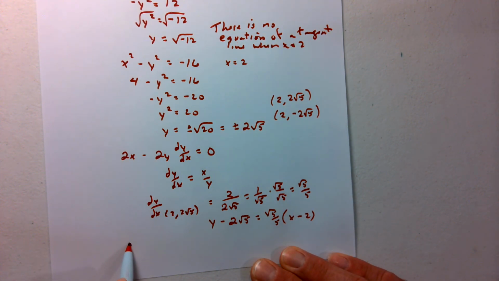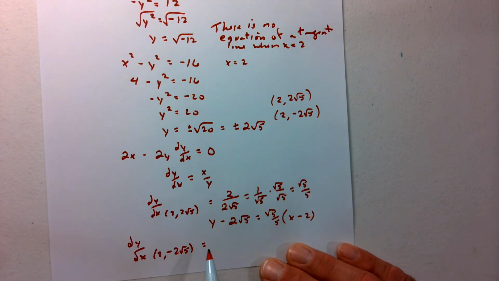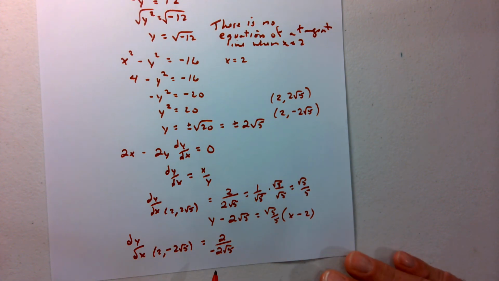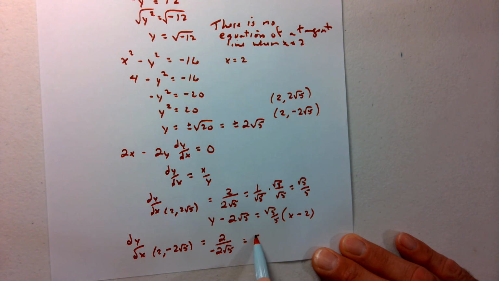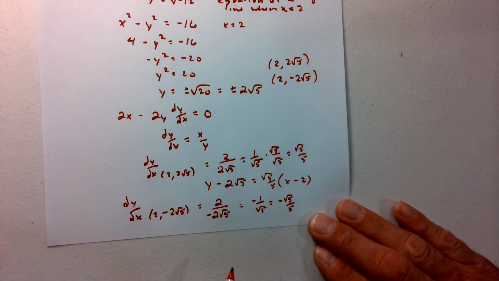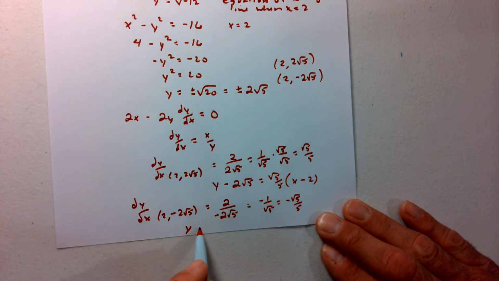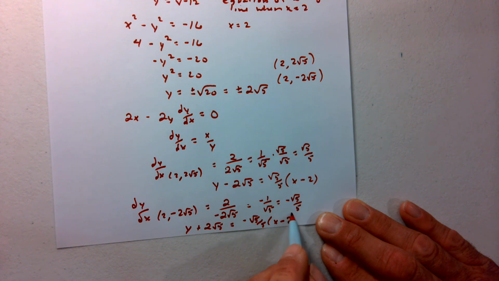We can go ahead and do our second point, dy dx, at 2, negative 2 radical 5. So that slope is going to be 2 divided by negative 2 radical 5, which will reduce to negative 1 over radical 5. Again, rationalize, we get negative radical 5 over 5. So the equation here is going to be y plus 2 radical 5 is going to equal negative radical 5 over 5 times x minus 2.